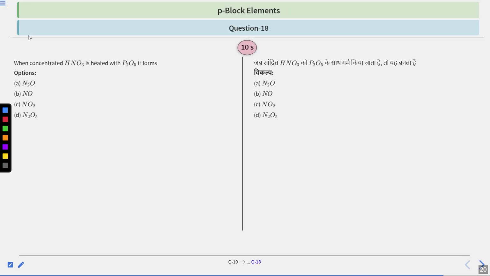Question number 18. When concentrated HNO3 is heated with P2O5, it forms. So what will it form when these two react with each other or are heated together? Options are N2O, NO, NO2, or N2O5. You have 10 seconds to solve this question. After that, we will see the answer.